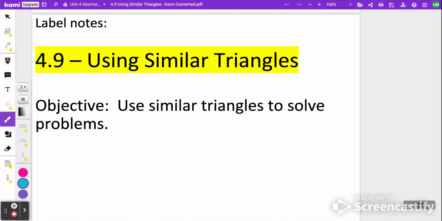Today we're going to be looking at our last lesson in Chapter 4. It's 4.9, using similar triangles, and then we'll get ready to take a test here soon. Our main objective today is to use similar triangles to solve problems. Let's go and get into it.